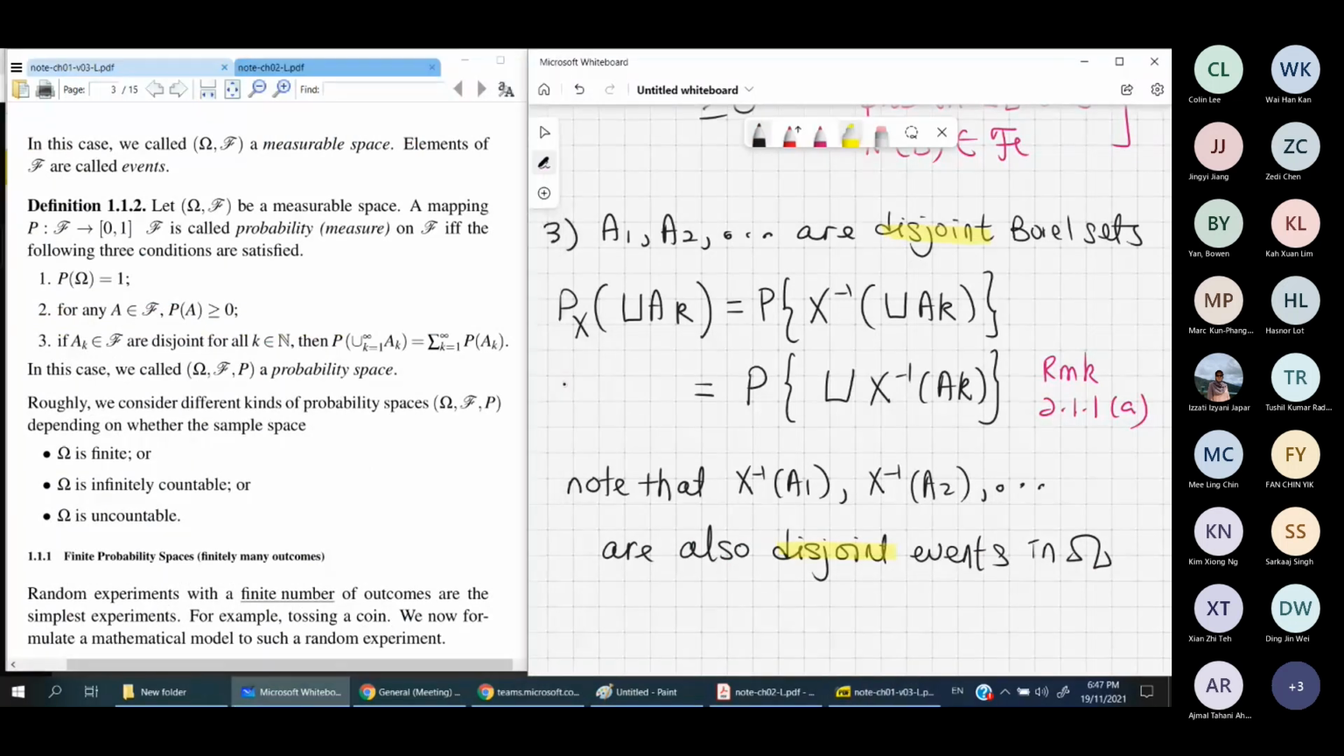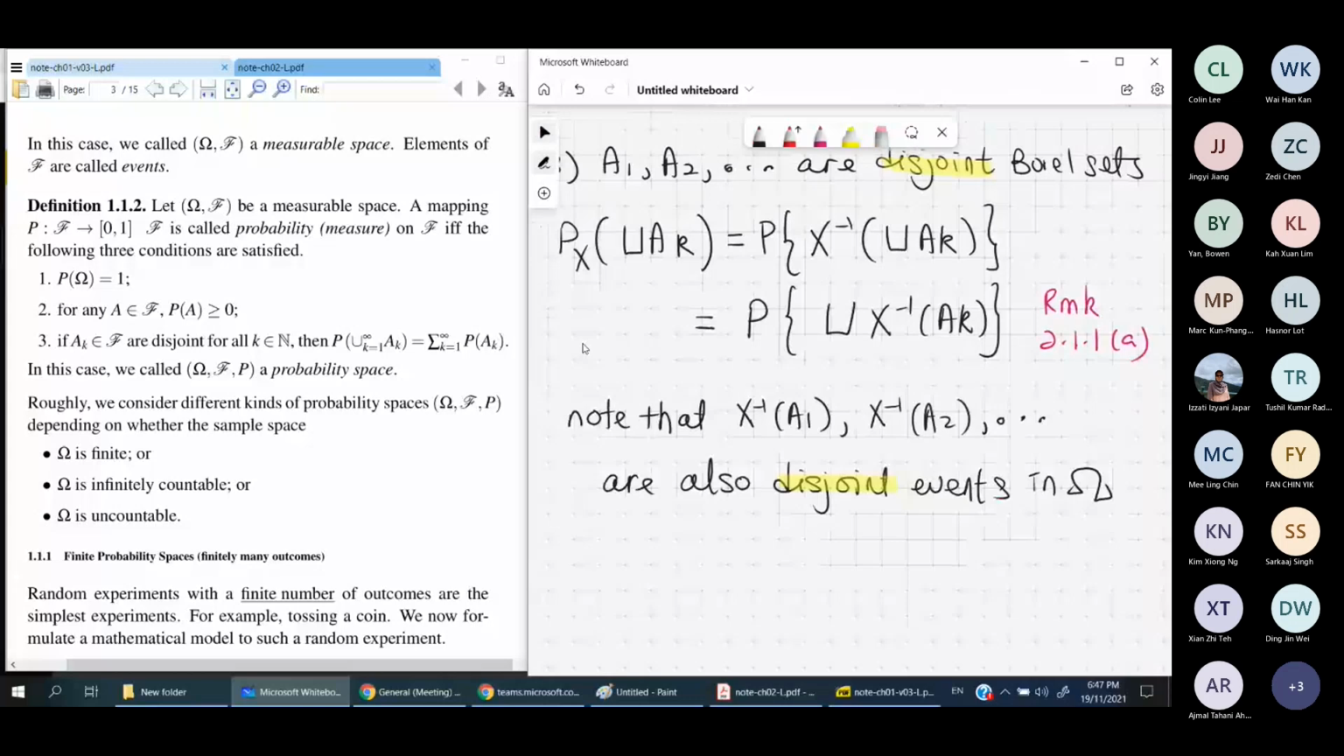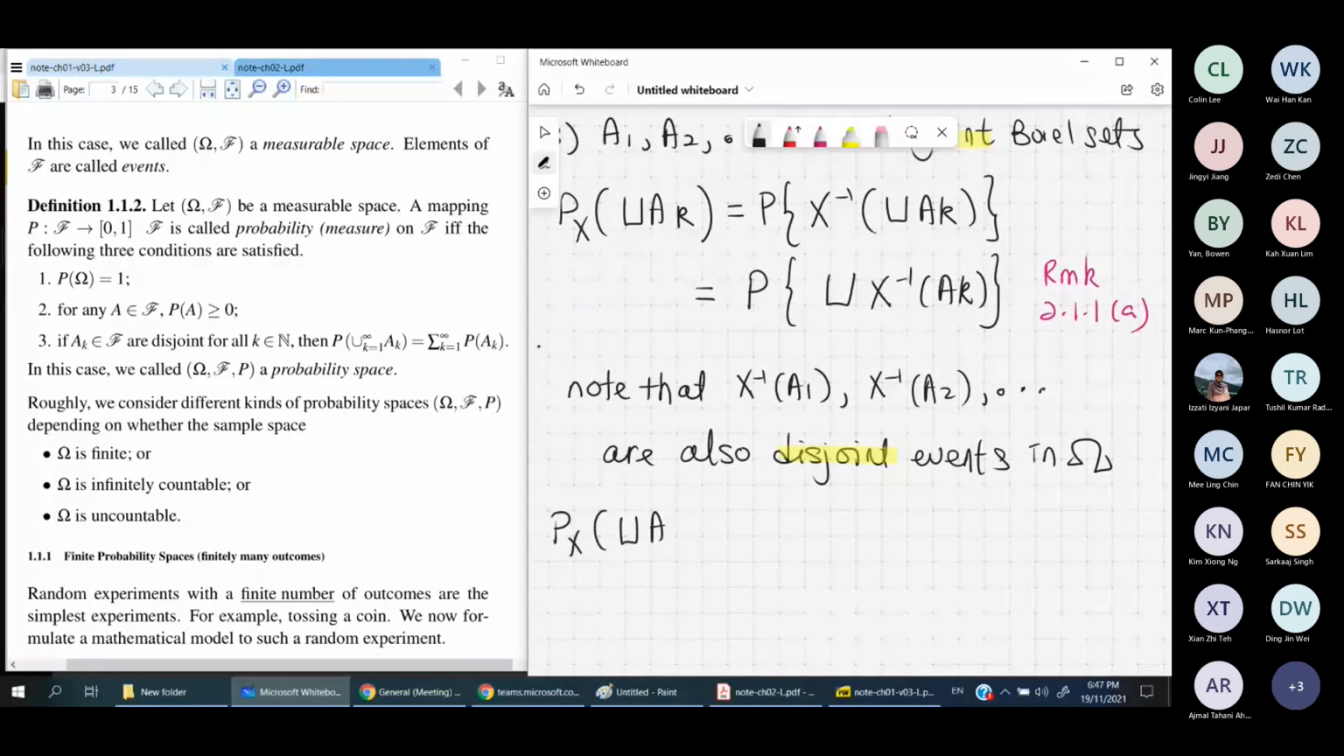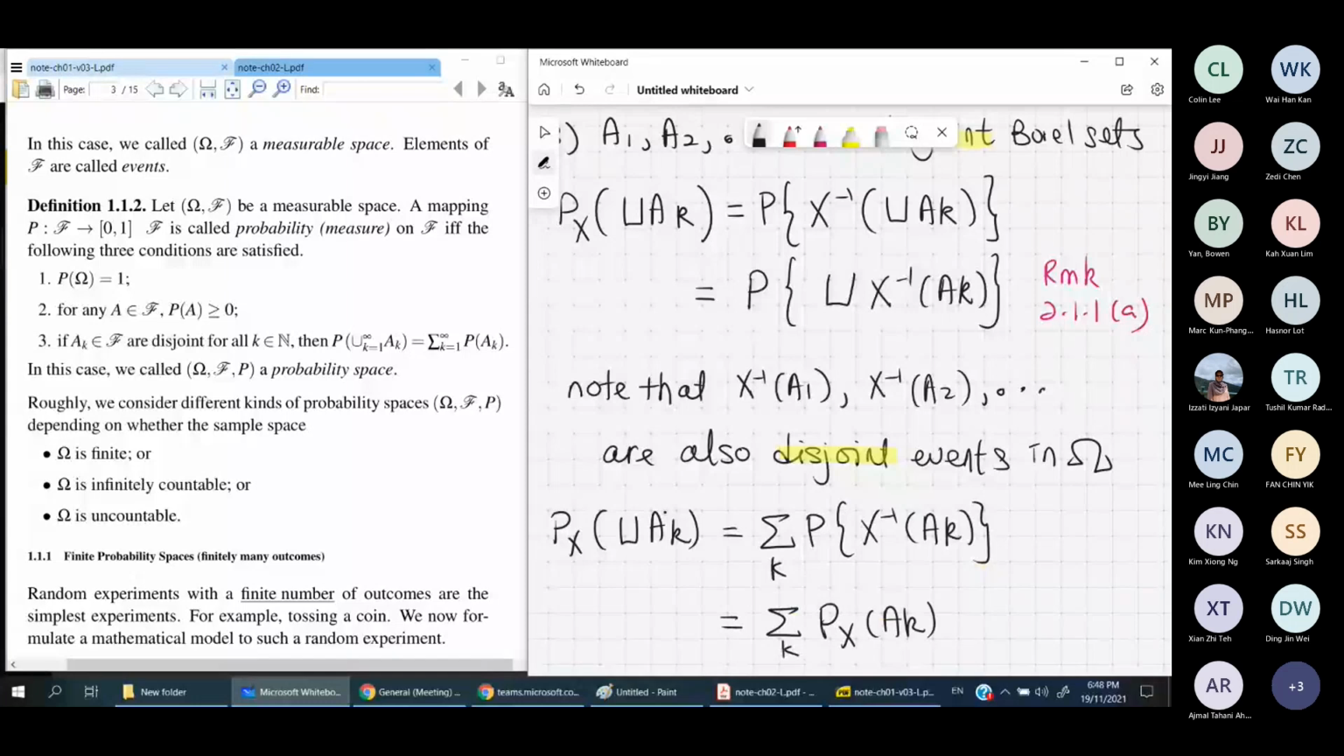Okay? So then we can see P can become like that: the sum over K from 1 to infinity of P of X inverse of AK. Okay, so we make use of this property. And next we use back our definition. So this gets back to summing P of X of AK. Okay, so we can see our PX fulfills this property 3. This is true for all disjoint events AK.